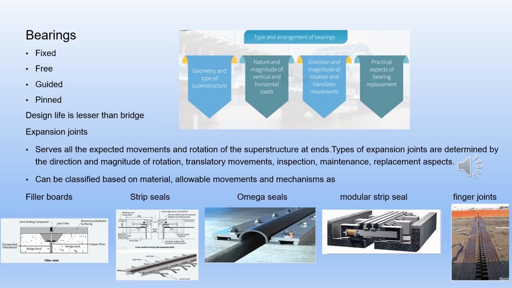Since the design life of bearings is usually less than the design life of a bridge, expansion joints shall be robust, durable, watertight and replaceable. Expansion joints can be classified according to their materials, allowable movements, and mechanisms such as filler boards, strip seals, omega seals, modular strip seals, and finger joints. The type of expansion joint shall be decided based on direction and magnitude of rotation and translatory movements of the superstructure and by considering the inspection, maintenance, and replacement aspects.